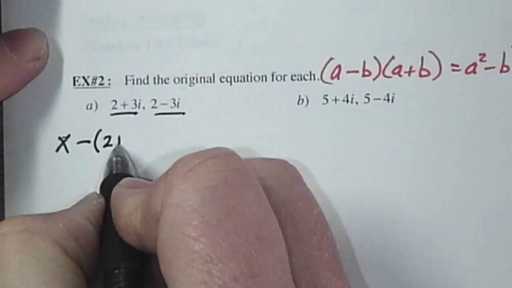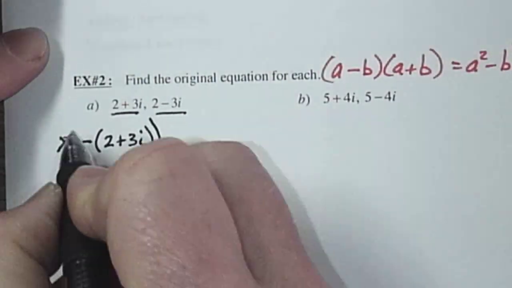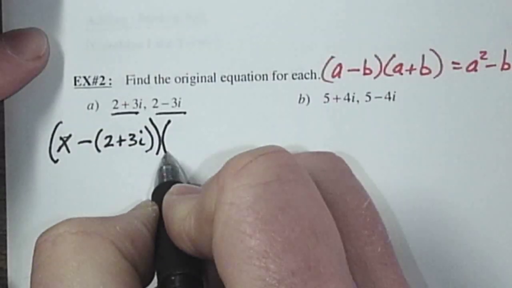Minus, now technically, since it's a binomial, it should have parentheses, and then we're going to have parentheses around it.